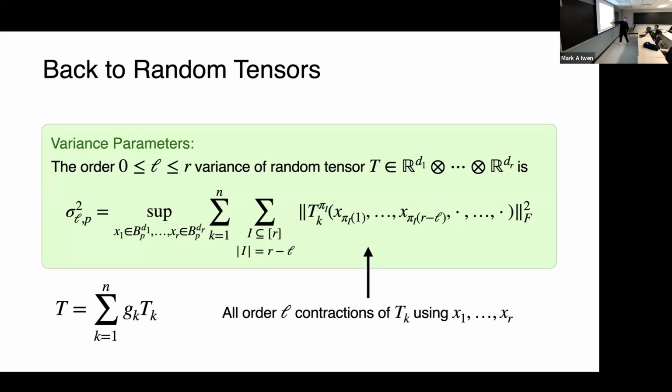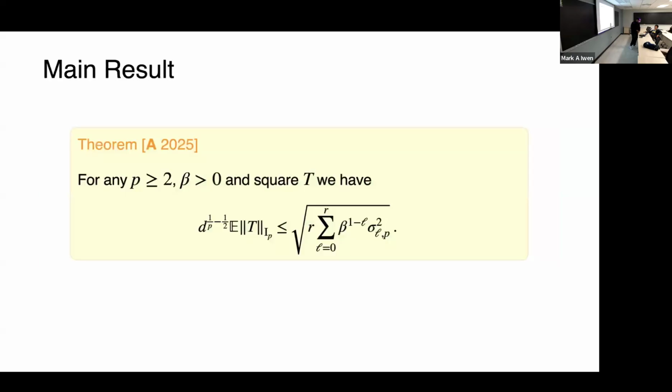Right. So this is just all the order L contractions I can get from TK using this set of x1 through xr, and then I just take the worst one, and I sum over the k's. Okay, maybe not the best notation, but it is what it is. So this is the order L variance for a fixed p. We're thinking of p as larger than or equal to 2. Cool. Okay, so what's the main result I'm going to share today?